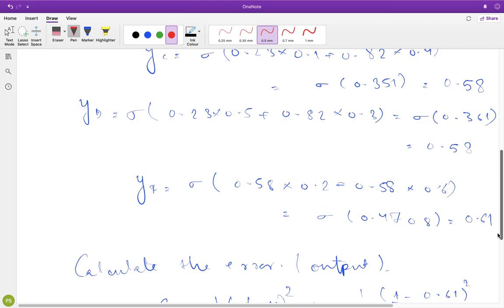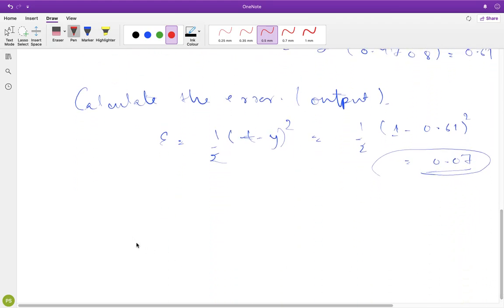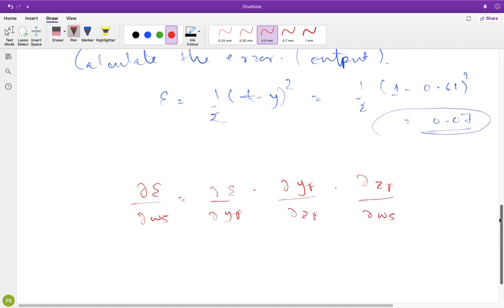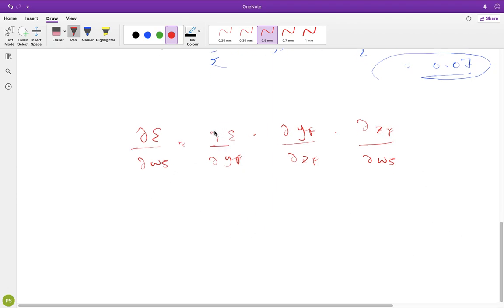So what we will get is dE by dW5 is equal to dE by dYF into dYF by dZF into dZF divided by dW5. Since we know all these derivatives, I will tell you what is dE by dYF. So dE by dYF is minus (t minus yf).